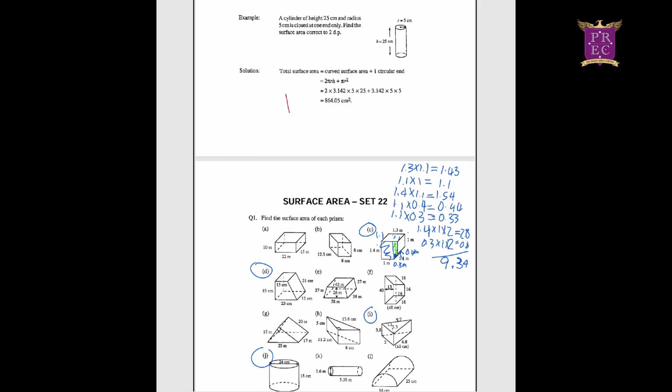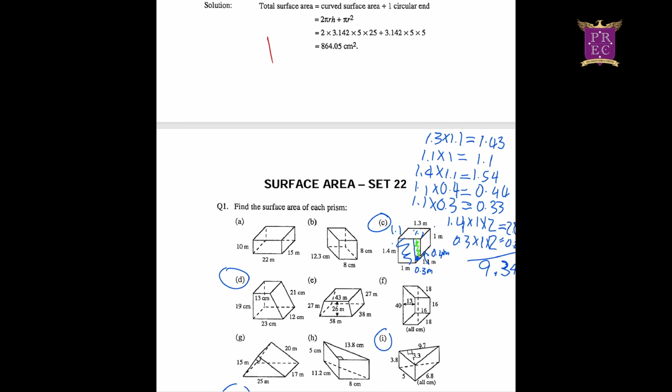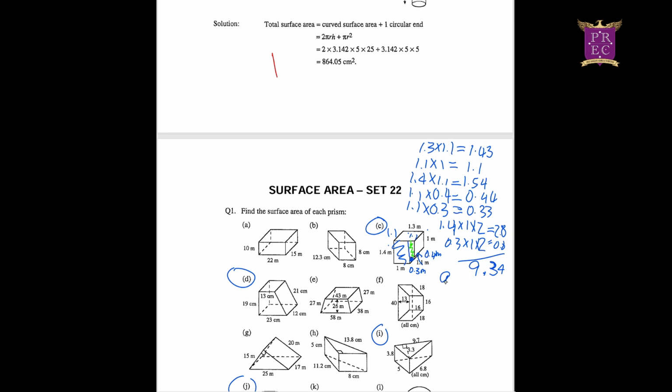Oops, just blacked out for a minute. Okay, there we go, 9.34. What are the units? Square meters. Okay, that's the answer. Let's move on.